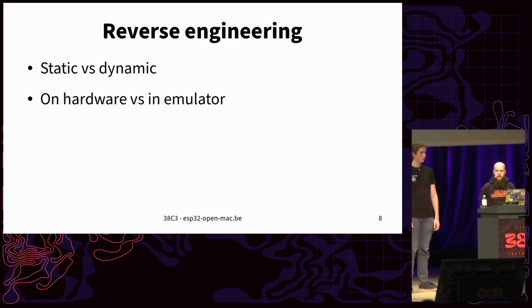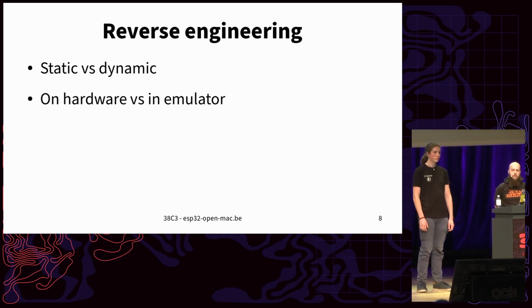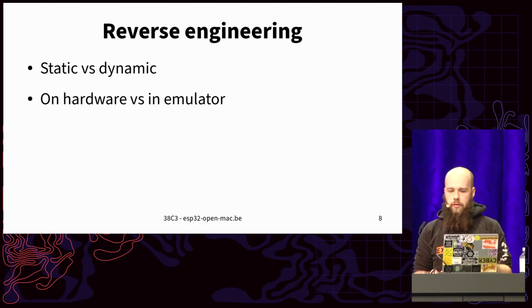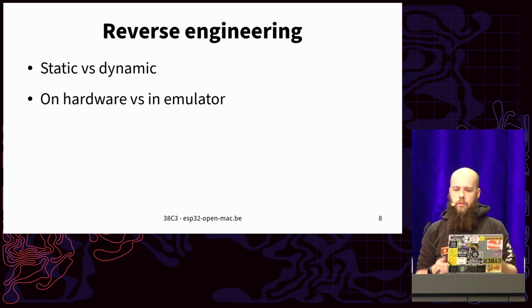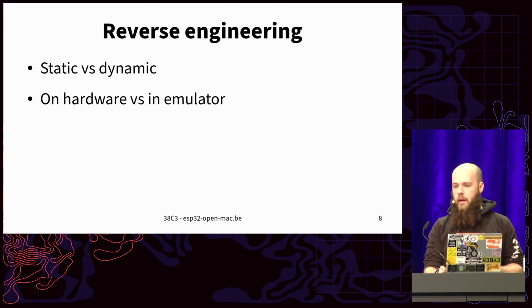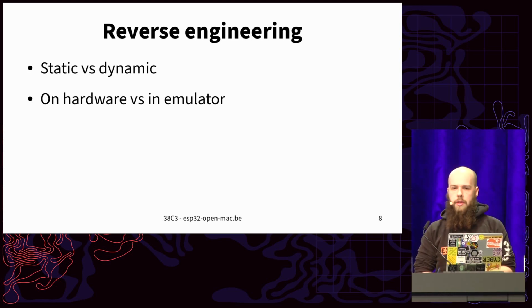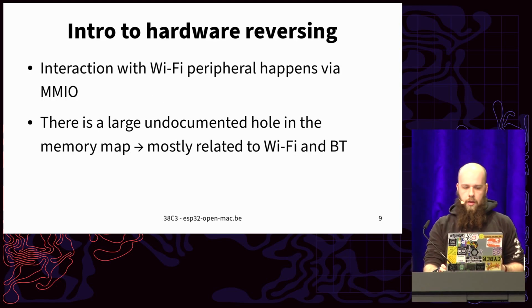So for this, we used basically two methods, static analysis and dynamic analysis. Static analysis is where you have the code and you decompile it, so you look at the decompiled code. And dynamic analysis is where you run the code and then see what it does, so what registers it tries to access. And the dynamic analysis, we split up into two parts as well. We can do this both on the hardware, so on the real ESP32, and in an emulator. And you'll see later why we would want to do that.